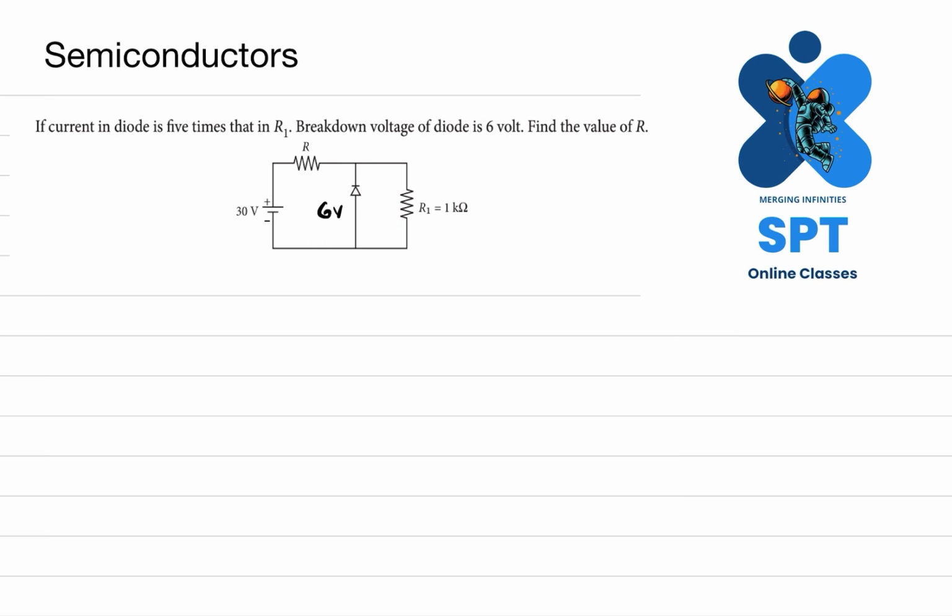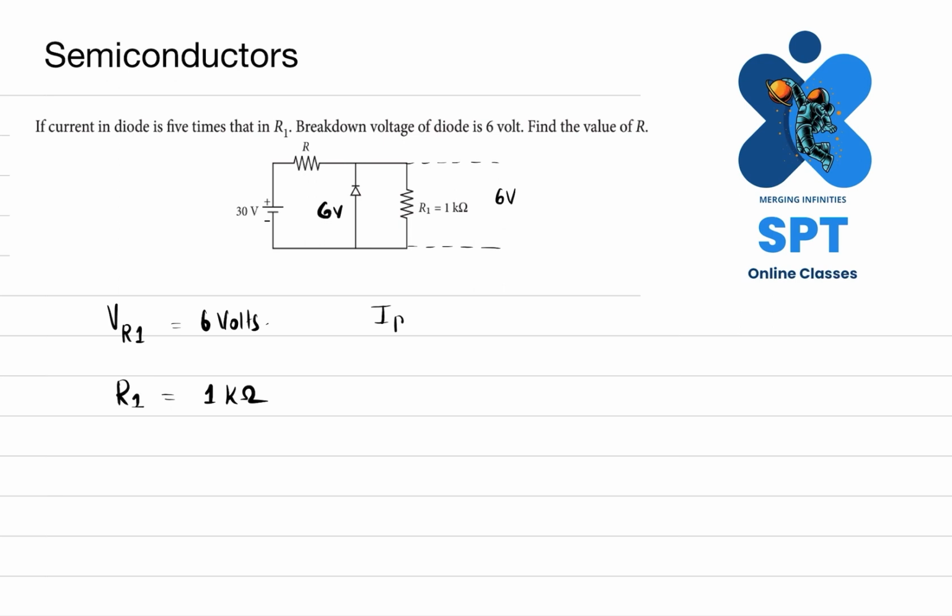Since the voltage across the diode is 6 volt, the breakdown voltage, and it is connected parallel with R1, that means the voltage across R1 is also going to be 6 volt. If the voltage across R1 is equal to 6 volts and R1 value itself is equal to 1 kilo ohm, that means the current flowing through R1.